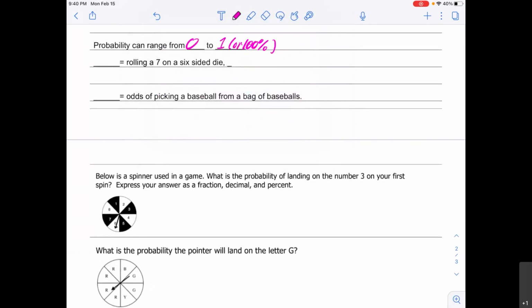So the lowest possible probability, for example, rolling a 7 on a 6-sided dice, is a probability of 0. You can't roll a 7 on a 6-sided dice. So it's a probability of 0. However, a probability of 1, which is the same as 100%, is something that is certain to happen.